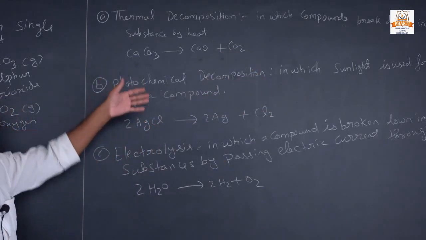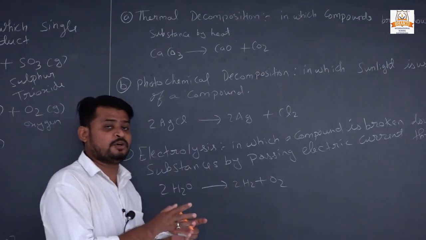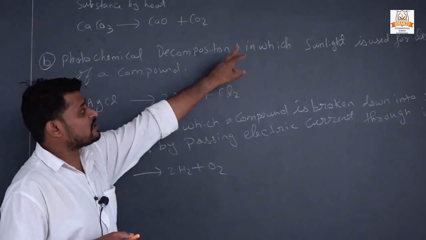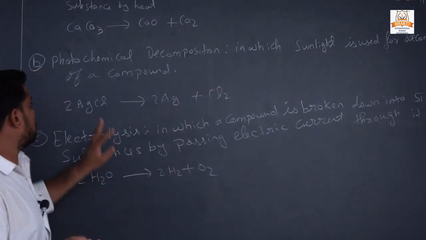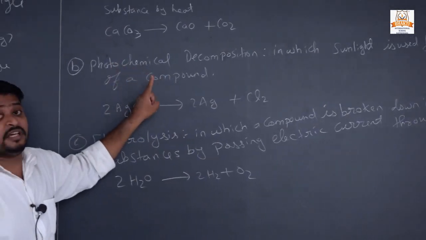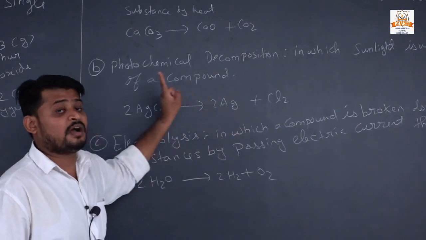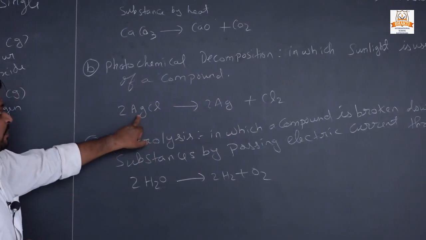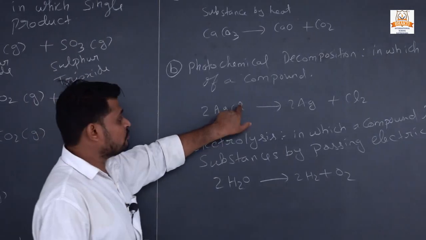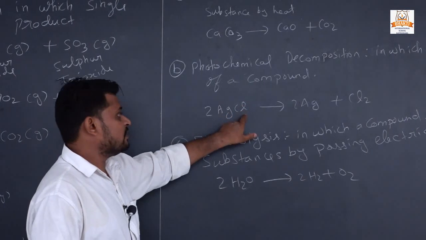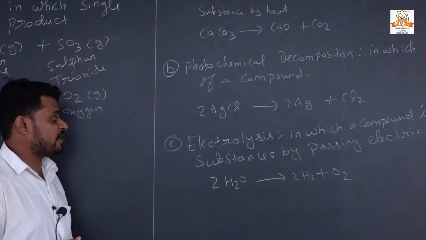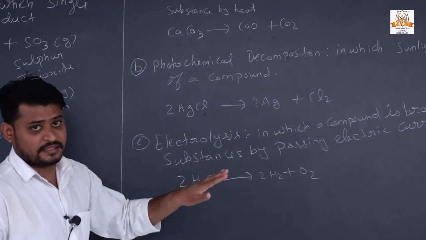Second, photochemical decomposition. What is photochemical decomposition? It is a reaction in which sunlight is used for decomposition of a compound. In this reaction, we use sunlight to decompose the compound. See here the example, AgCl. When we use sunlight to decompose it, what we get is Ag plus Cl2.